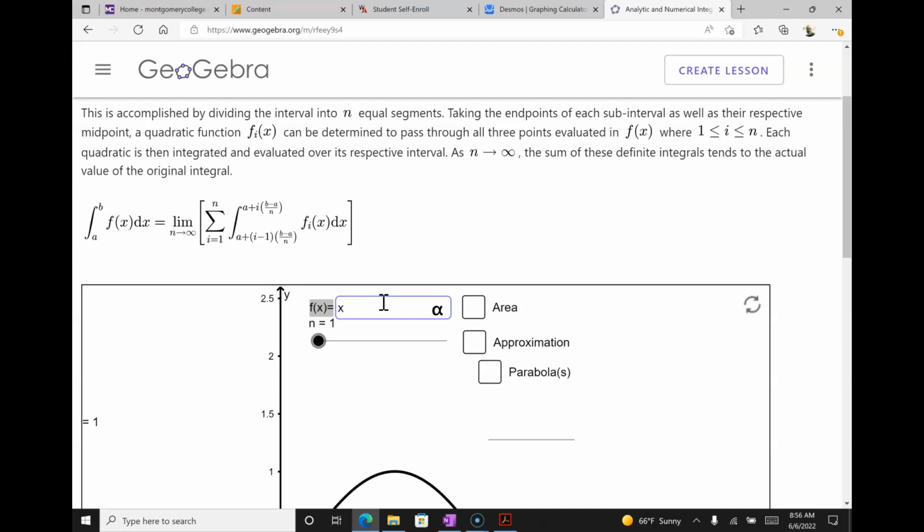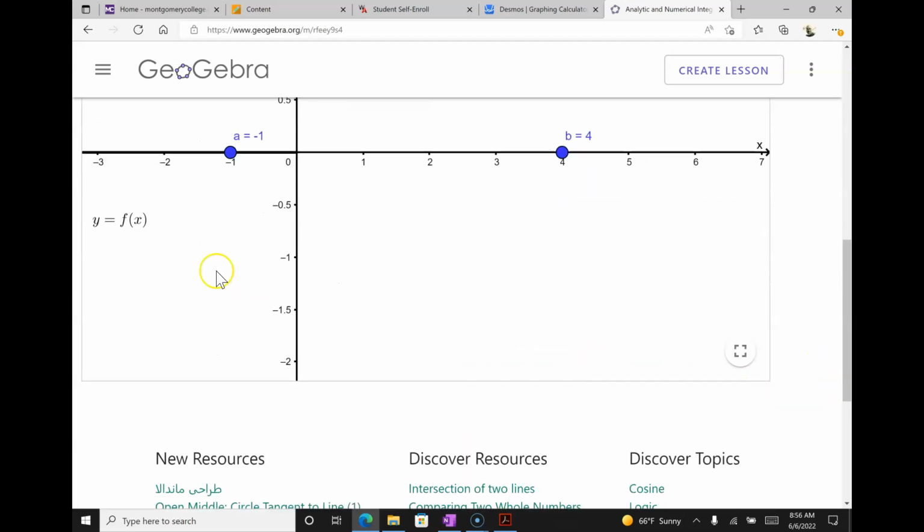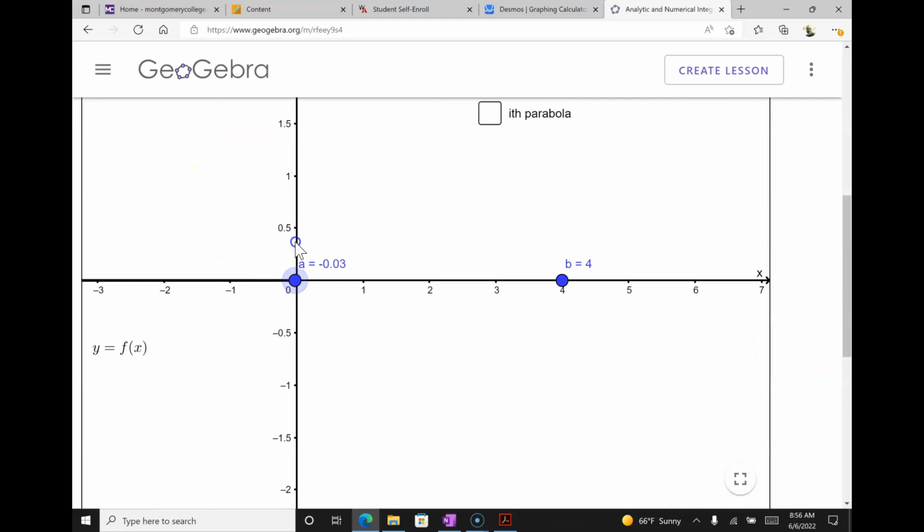x e raised to the negative x. I'm putting the parenthesis in because I'm not sure how accurate this program is, but we'll see. I want n is 4 rectangles, right? And then I have to adjust my start. So I wanted to start at 0 and end at 4.